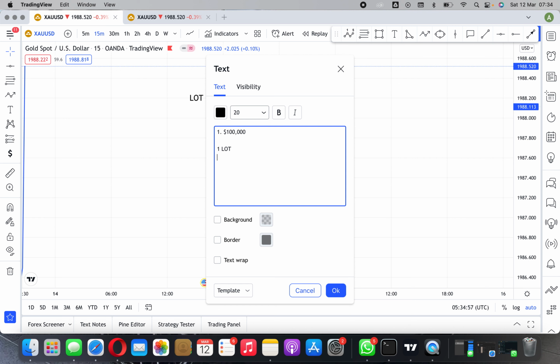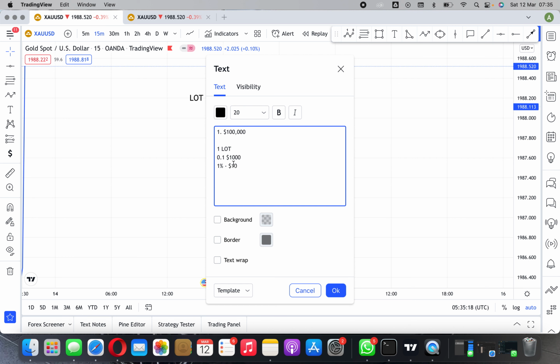So imagine you use 0.1 on, let's say, a $1,000 account. That's cool because you are going to be risking 10% of your account. No, sorry, 1% of your account. And 1% of your $1,000 account is just $10.